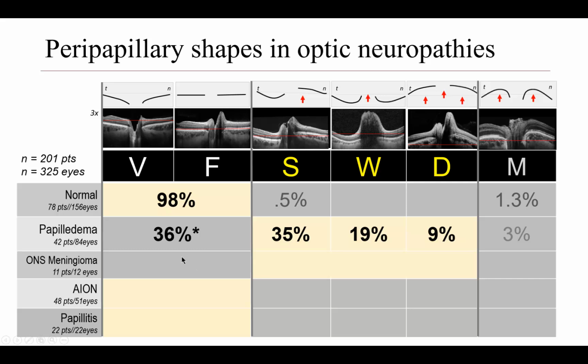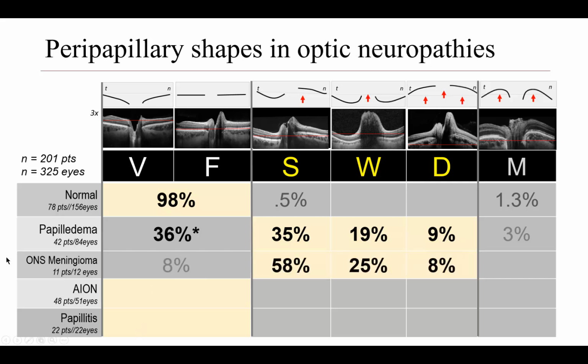But about 2/3 of them showed this SWD configuration. I'm often asked, well, if this patient has papilledema, why don't we see this anterior displacement? In 36% of the patients, well, yes, they can have a normal configuration, but remember, you don't know what they started with. They may have a flat shape, but they actually started with a V shape. They just haven't exceeded that threshold above the red line.